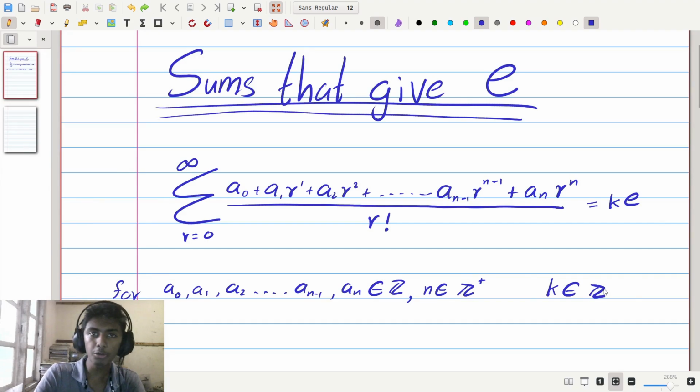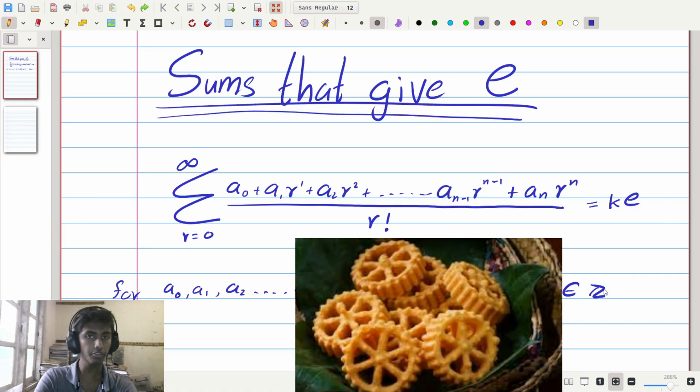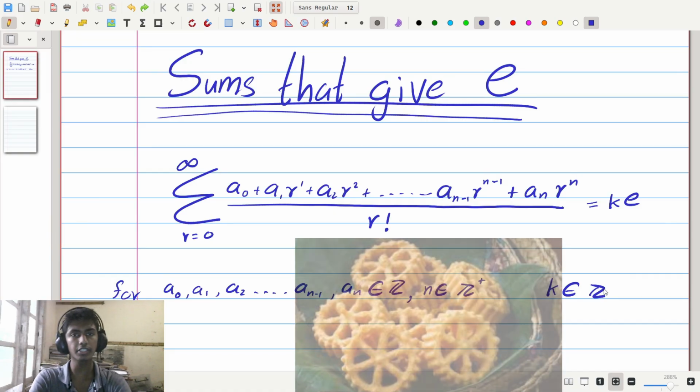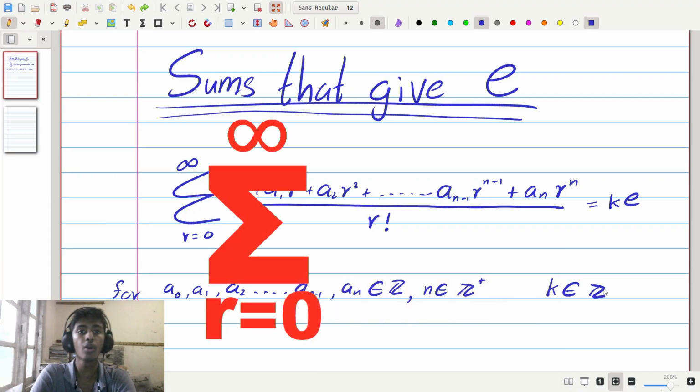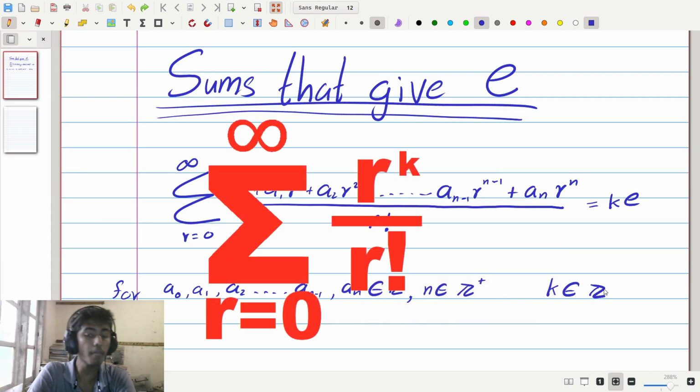Hello and welcome to this short video where I'd like to share with you an interesting formula that I came across while making cookies for the Sinhala and Tamil New Year. So while I was making cookies, I started considering the sums from r equals 0 up to infinity of r to some power k divided by r factorial.